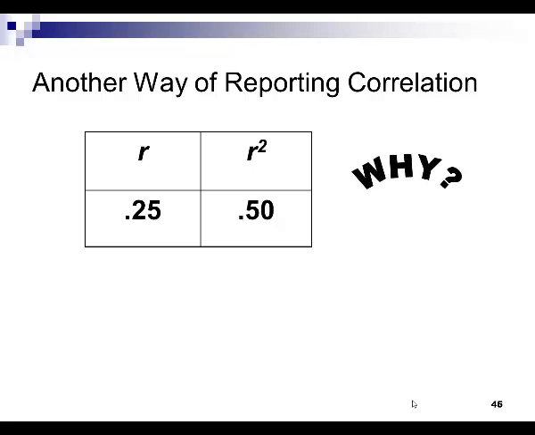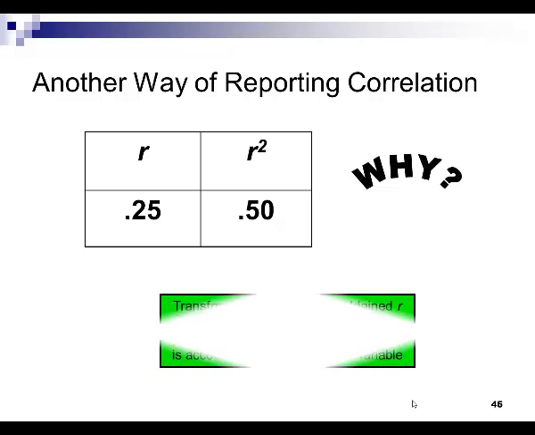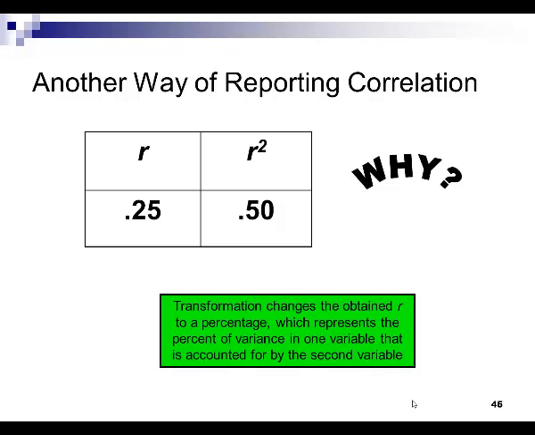Another way of reporting correlation is to square it to get variance, which is what you see here on the right. So transforming it gives you a percentage which represents the variance in one variable that's accounted for by the second variable. So, for example, if we were looking at the relationship between where you sit in a row and your grades, and if this were our correlation coefficient, we could say that 50% of the grades were accounted for by your seating row.